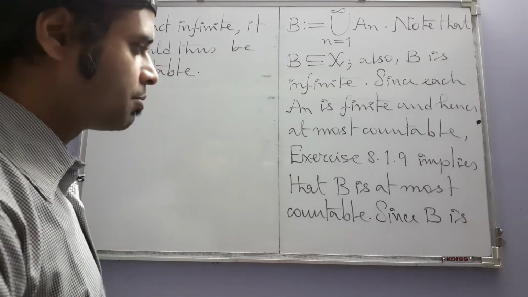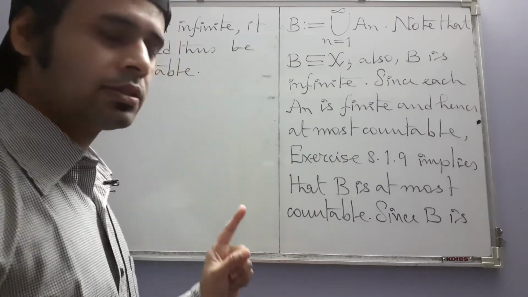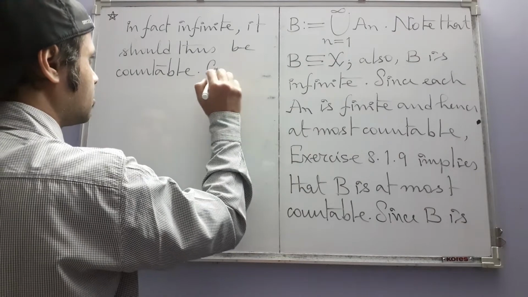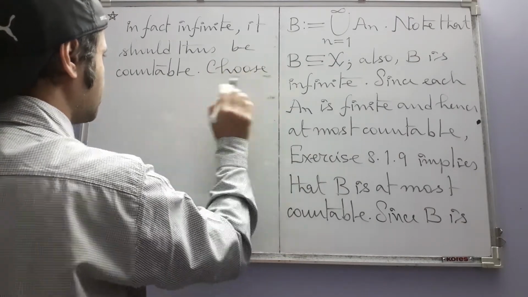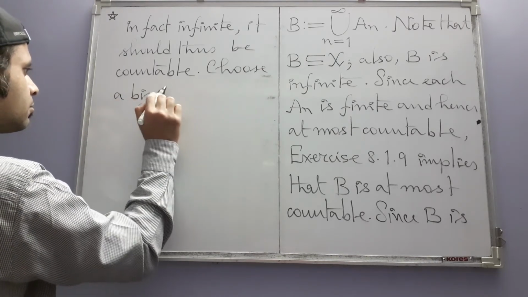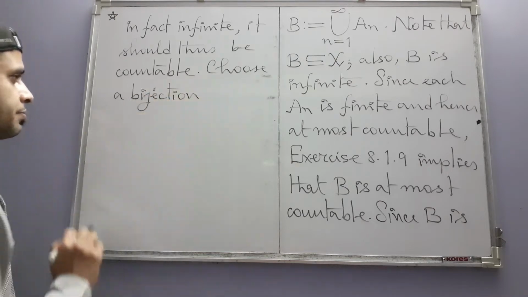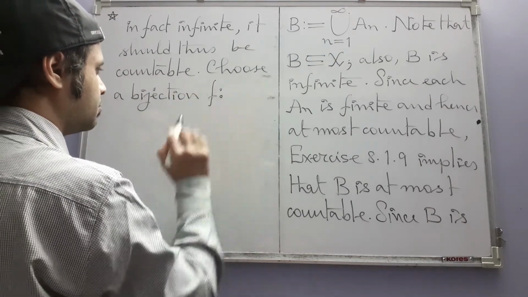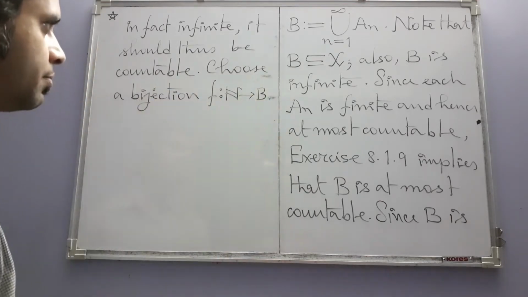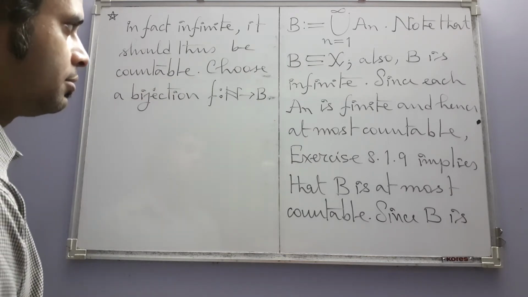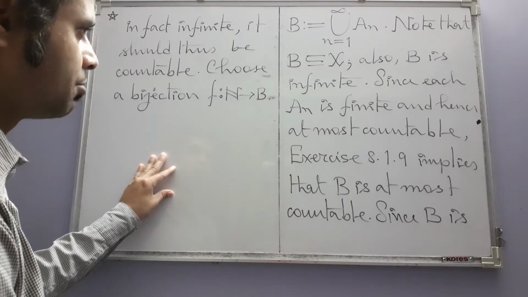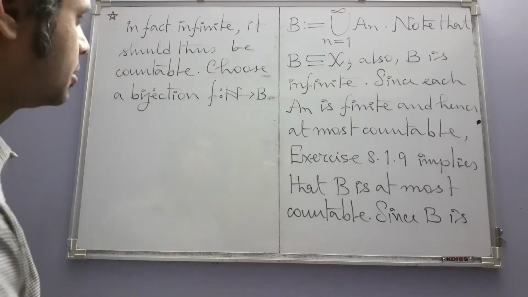Now, because B has been proved to be countable, there exists a bijection between B and N. At least one bijection, but we can choose one. Choose a bijection f from the set of natural numbers onto B. Now we are ready to define that bijection which we want, and in fact we are now ready to say what that Y is, that proper subset we are seeking.